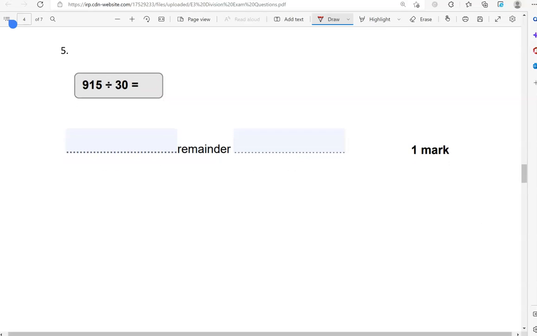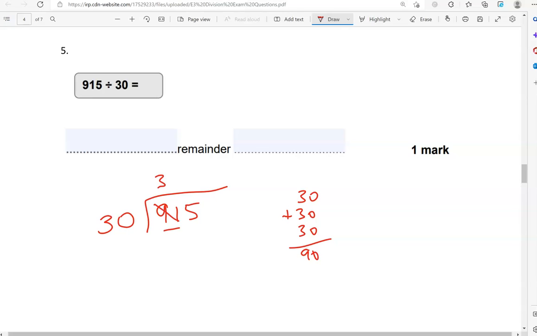915 divided by 30. How many 30s fit into 91? 30 and 30 and 30 gives us 90. So that's 3 lots of 30. And we have 1 remaining. How many 30s fit into 15? That's none, that's 0. So we have 15 remaining. So it's 30, remainder 15.